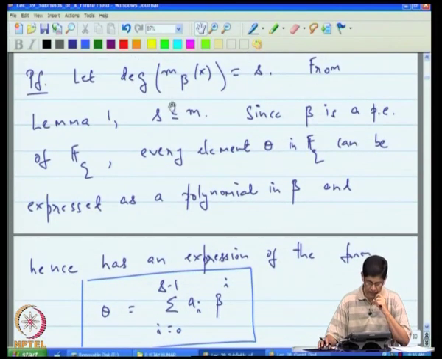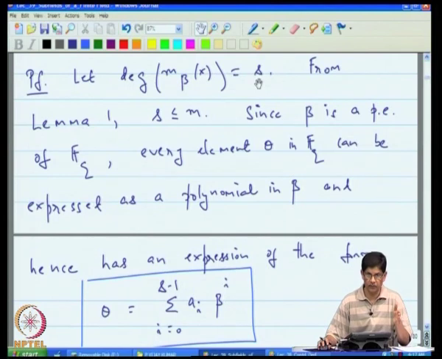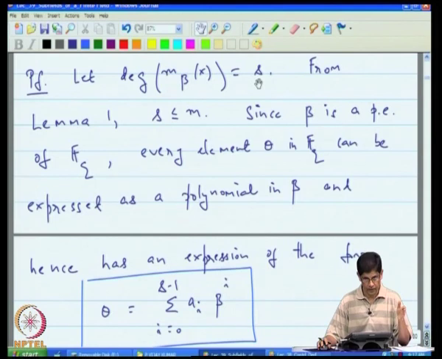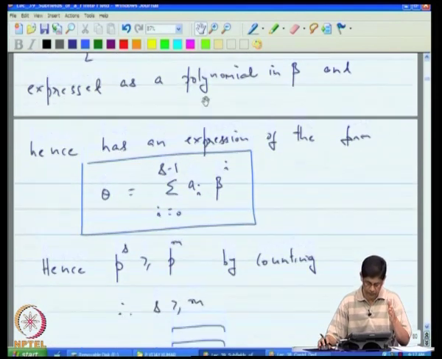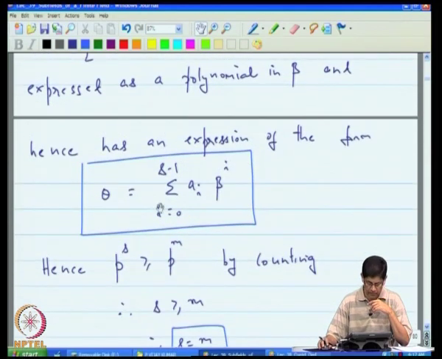Why is that? Well, the minimal polynomial has degree s. So, that means that beta to the s is dependent on lower powers of beta. So, we never have to cross an exponent of beta larger than s minus 1, because if we run into beta to the s, we can always re-express it in terms of lesser powers of beta. So, for that reason theta can always be expressed like this. But then the total number of elements here is only p to the s, because there are a total of s coefficients a_i. Okay.